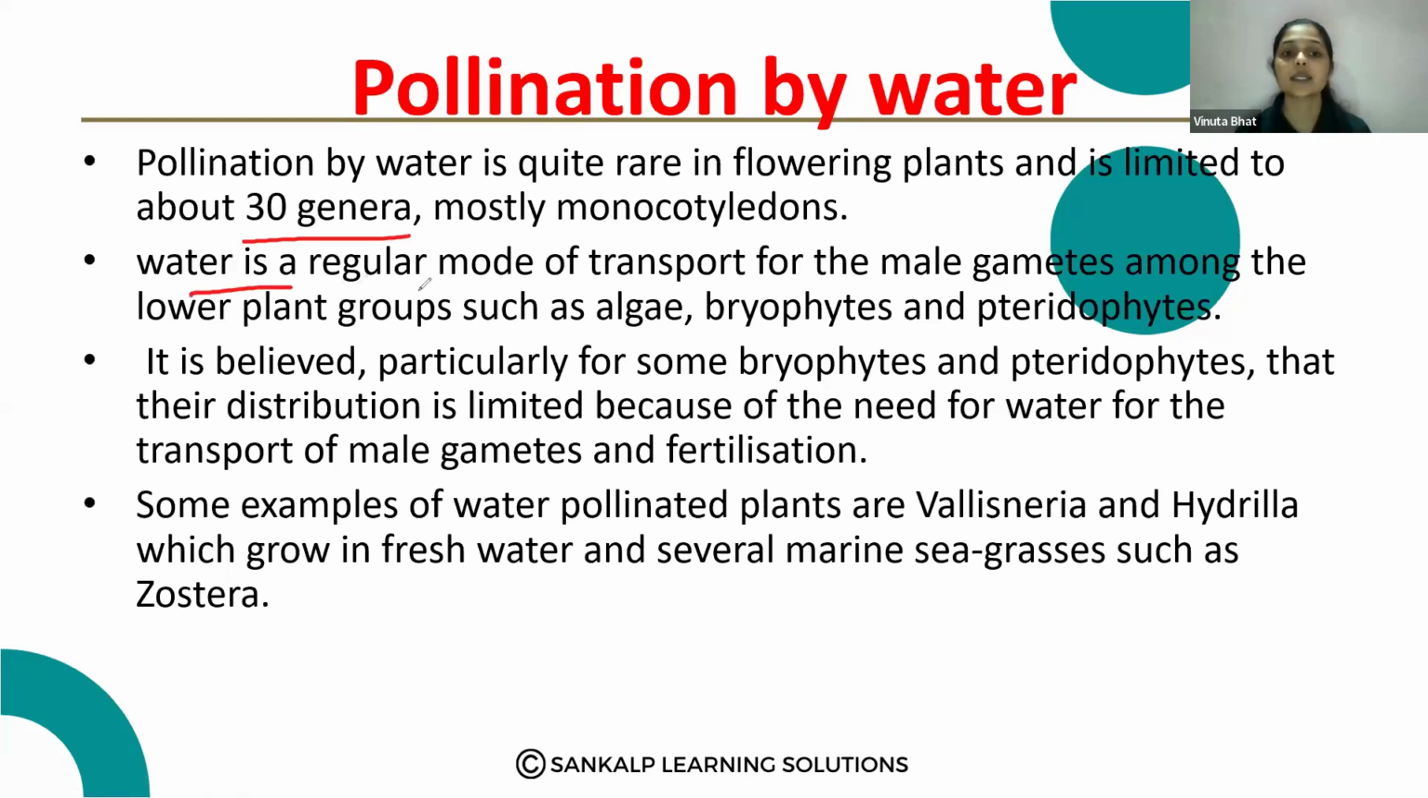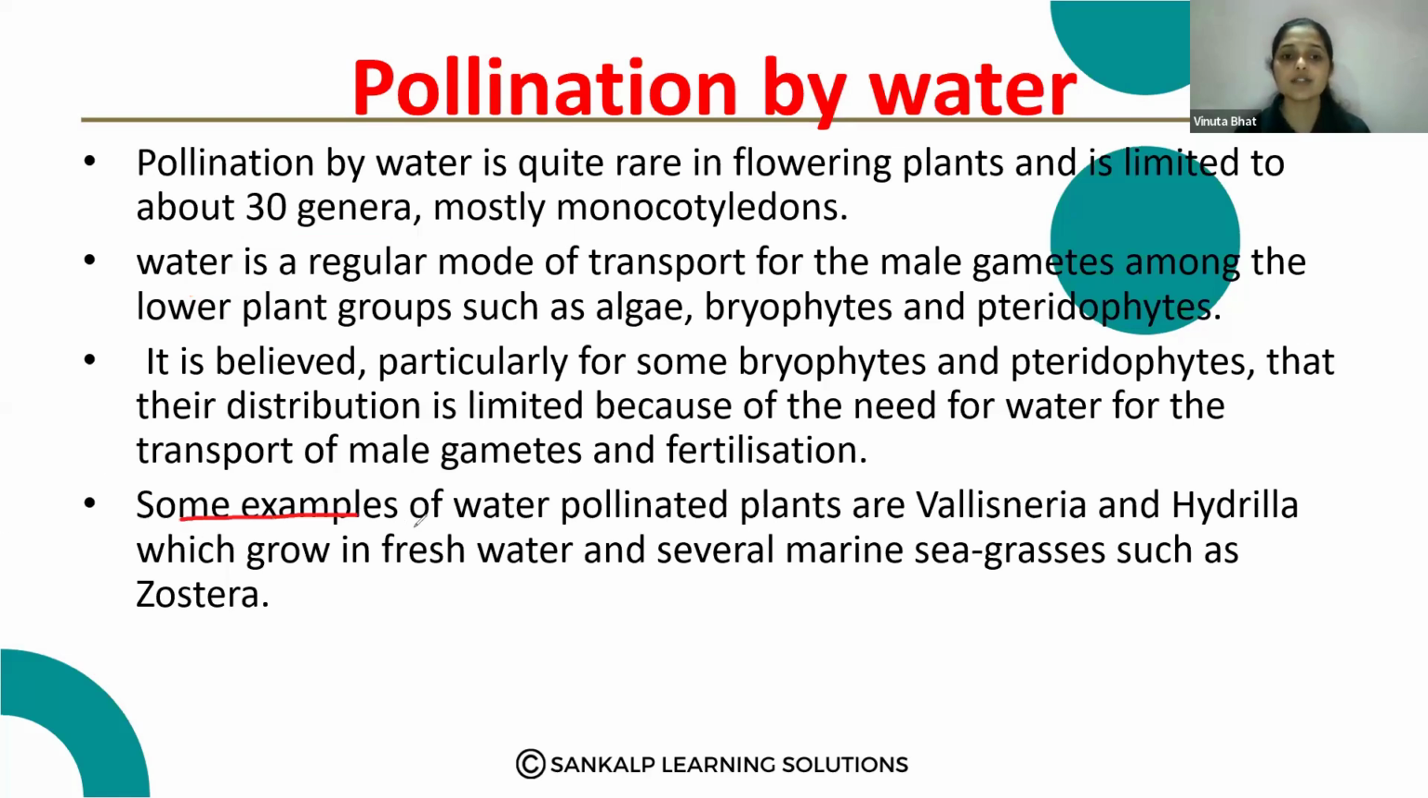Water is the regular mode of transport for the male gametes among the lower plant groups such as algae, bryophytes and pteridophytes. So in these groups, we can see water as a mode of transport for the male gametes. But particularly for some bryophytes and pteridophytes, the distribution is limited because they need water for the transport of the gametes. The bryophytes and pteridophytes have a limited distribution on earth, right? That is because they need water for the transportation of the male gamete.